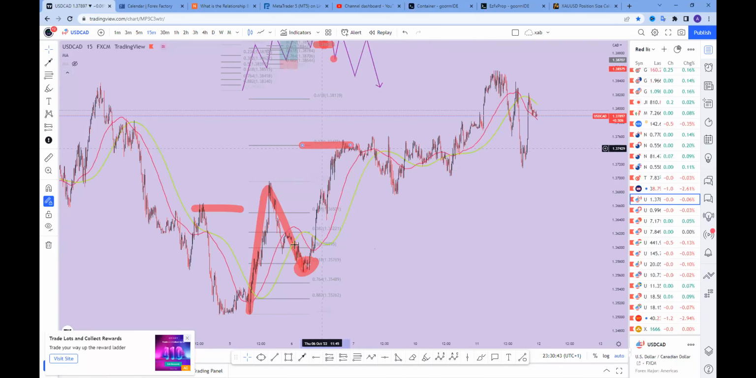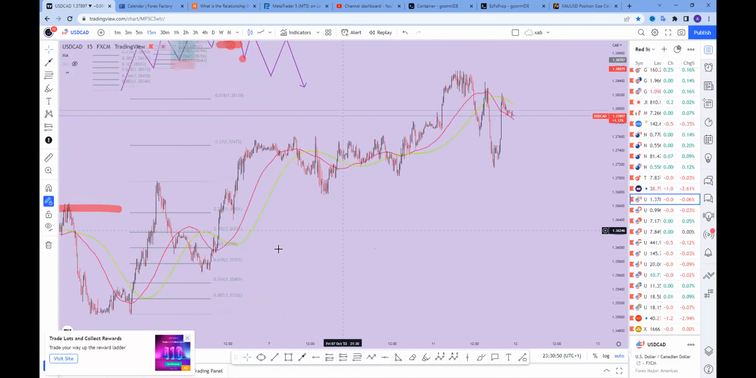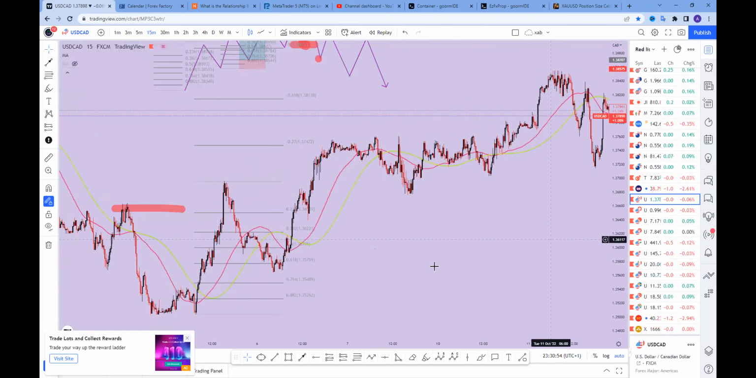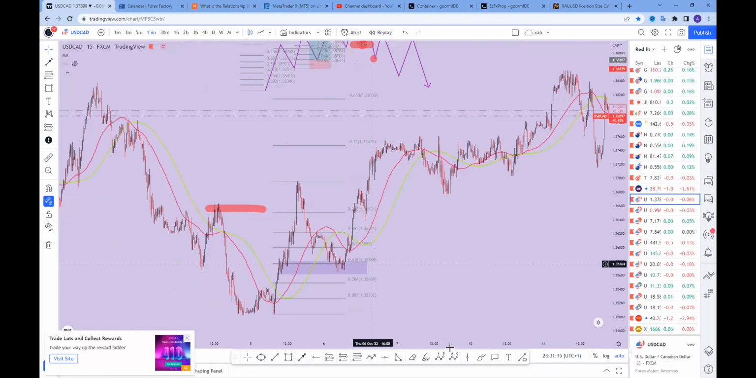However, for your entry, this is where it becomes tricky. For your entry, you want to start to pay attention to other things that you have been taught. Things like supply and demand, order blocks, liquidity grab. Are you with me? Because if I wanted to take this trade now, I'd be entering from somewhere around here. Watch closely, I'd be entering from that order block.